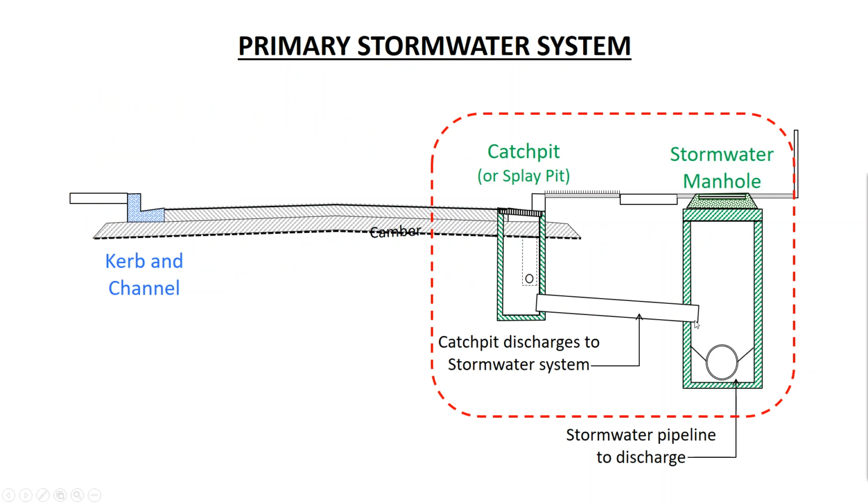This slide shows a typical primary stormwater system for an urban area. The water flowing off the road is called runoff. The road has a camber of about 3%, which allows the runoff to flow to the channel, which runs along the side of the road. The channel then conveys the stormwater to a catch pit or splay pit. From there, the water is piped into the stormwater system. The stormwater system consists of manholes and pipes and disposal outlets, which convey the stormwater to safe disposal on local streams, channels, or water bodies.